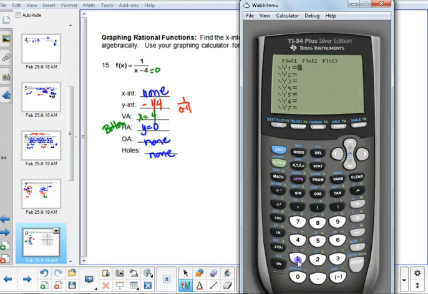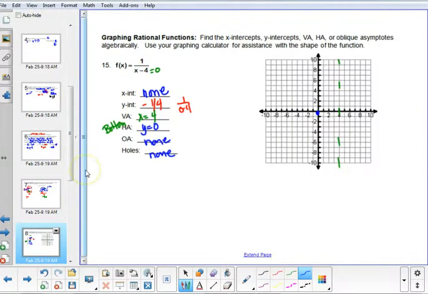So we have 1 over x minus 4. I don't have the new math print, so I'm going to have to use very careful parentheses. Oops, I have that weird window still. So go to Zoom 6, standard window. And my calculator does not do an awesome job of graphing these, it does the best it can. So this is a hyperbola. It has 2 branches.